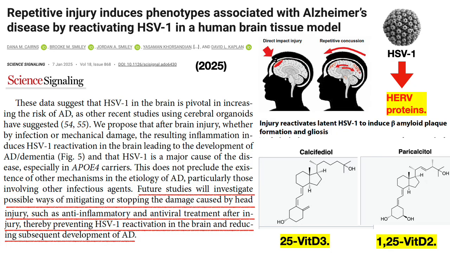Now turning to Alzheimer's. Repetitive injury induces phenotypes associated with Alzheimer's disease by reactivating herpes simplex virus 1 in a human brain tissue model. These are organoids. Reading from the abstract: these data suggest that HSV1 in the brain is pivotal in increasing the risk of Alzheimer's disease, as other recent studies using cerebral organoids have suggested.